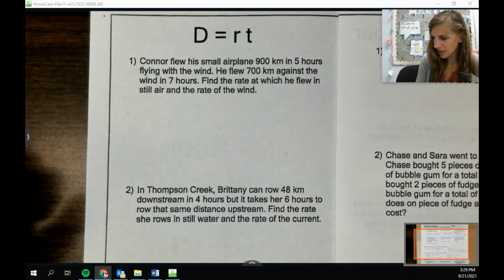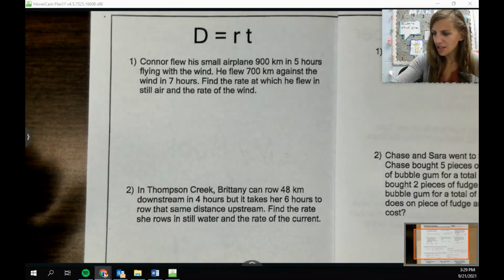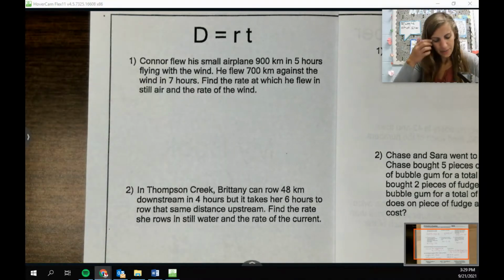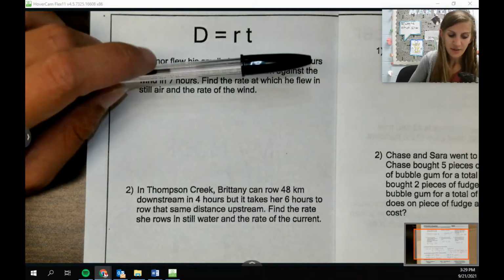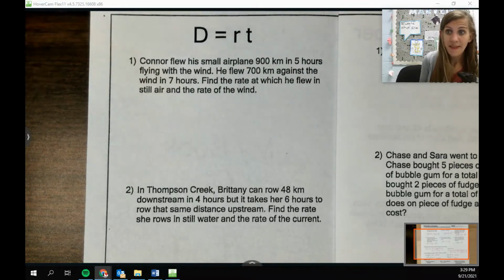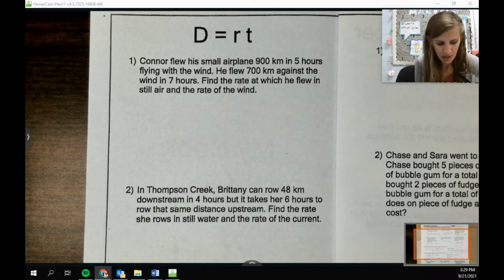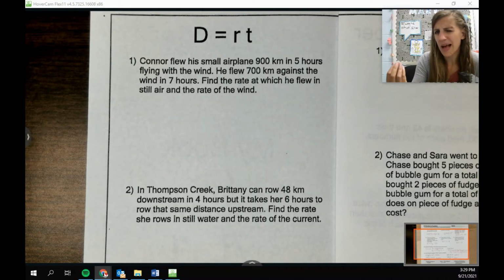So if we try this one out here, we have that Connor is flying an airplane. He flew his airplane 900 kilometers in 5 hours with the wind. He flew 700 kilometers against the wind in 7 hours. Find the rate at which he flew in still air. So if the air is not moving, how fast is he actually going? So there's no air. How fast is he? And then what is the rate of the wind? So now that the air is back, how fast is it going?